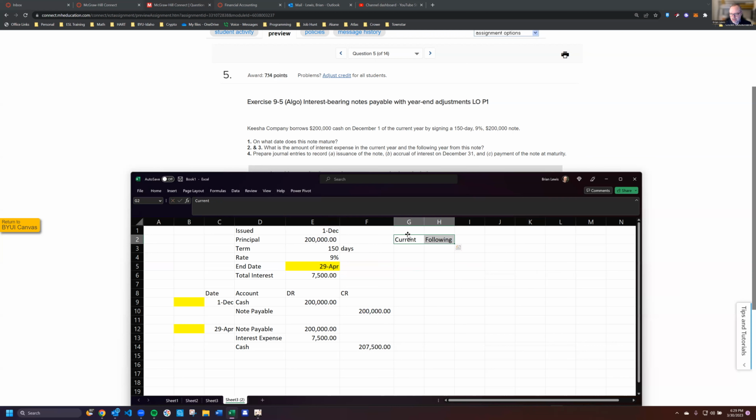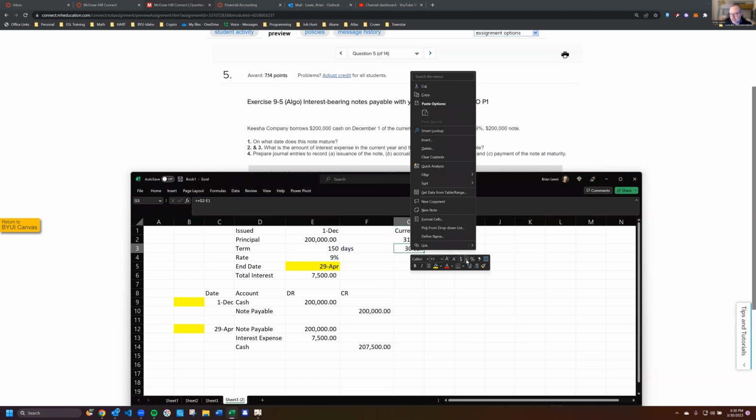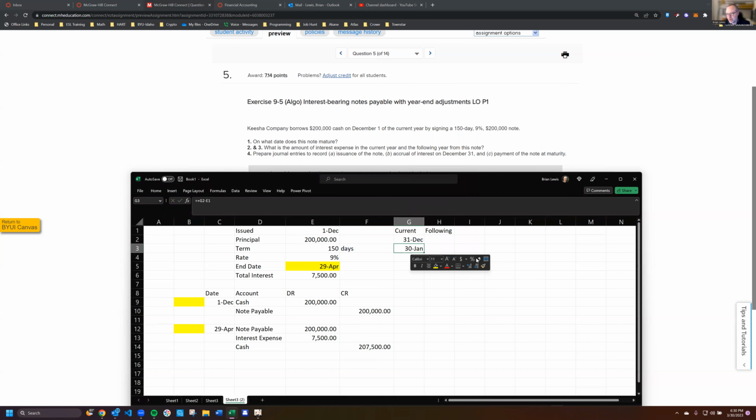So current, let's actually move it up one more. Current is going to end on 12/31, right? 12/31. And then the rest of it's going to fall under the following year. So number of days, let's do this again. Let's take that date minus the original date. That should be number of days. Since there's 30 days here, then there's got to be the difference. 150 minus the 30 days gives you the following.